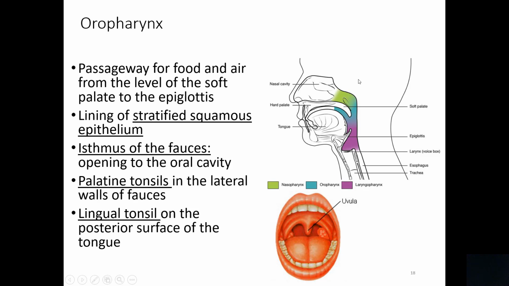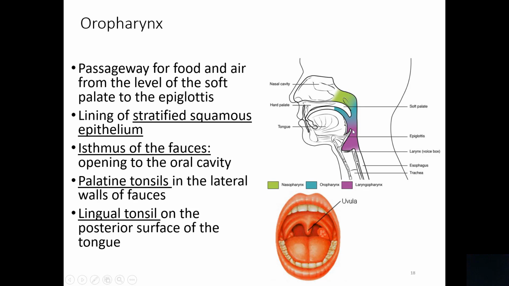Okay, next. Oropharynx, this part of the pharynx. It's a passageway for food and air from the level of the soft palate to the epiglottis. Our oropharynx is lined with stratified squamous epithelium. It means right here we have a thicker epithelium made of many layers of mostly flat cells. Why? Because the food we swallow sometimes is not well chewed and can be pretty hard, and it can damage the epithelium if it was very thin and soft.